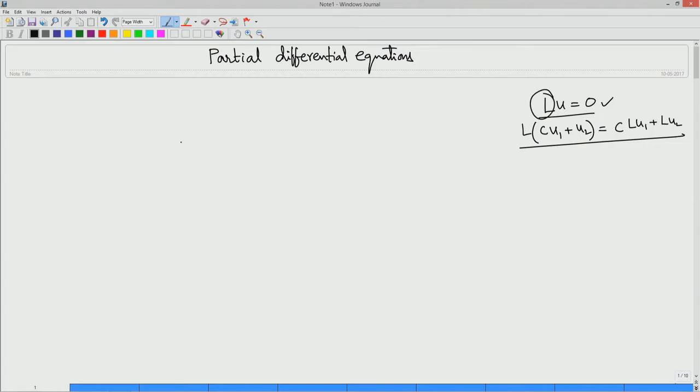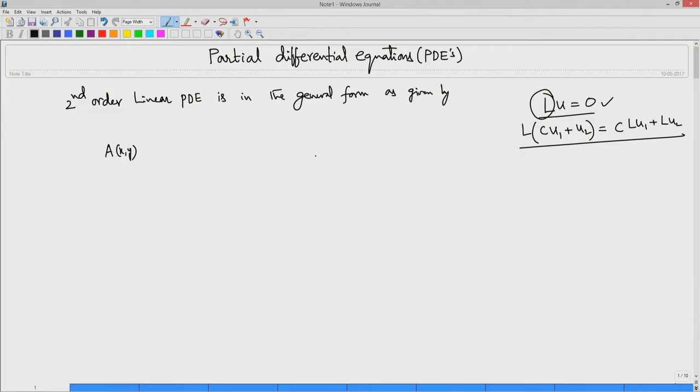Okay. So, we will see what the second order linear PDE is in the general form, as given by this. You take a, b, c, d, which I write as coefficients of these partial derivatives, each a function of x y. So, it is a second order equation.